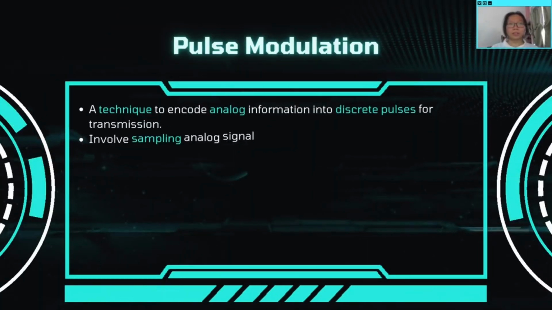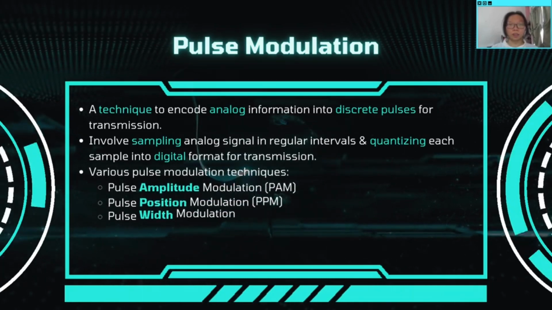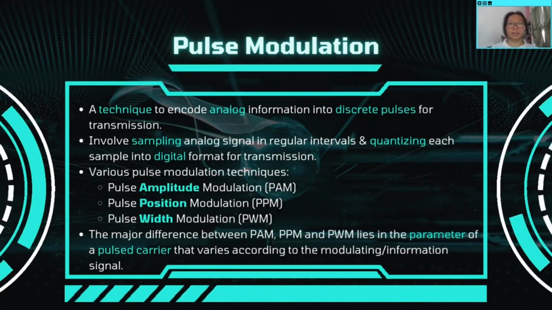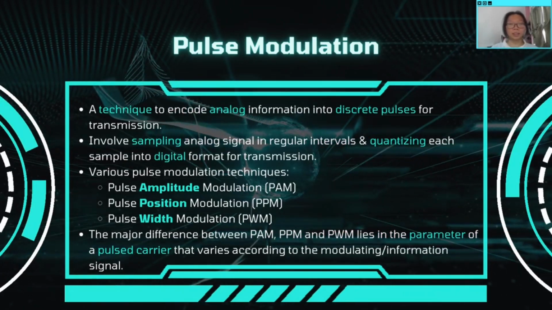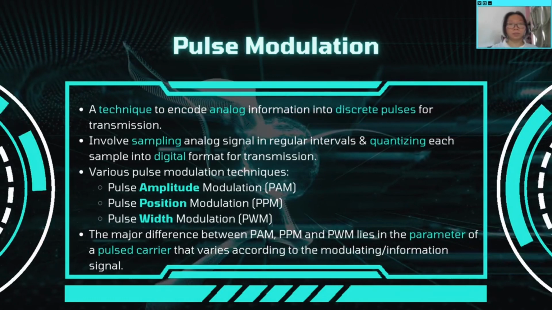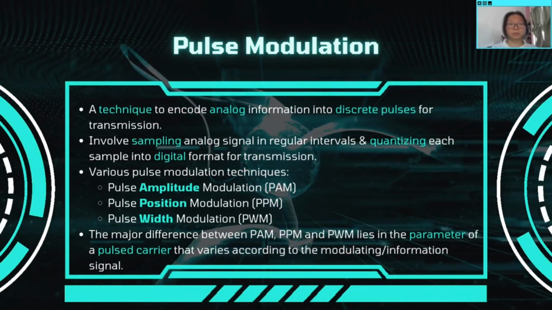Pulse modulation is a technique to encode analog information into discrete pulses for transmission. It involves sampling an analog signal at regular intervals and quantizing each sample into digital format for transmission. Various techniques include pulse amplitude modulation, pulse position modulation, and pulse width modulation.